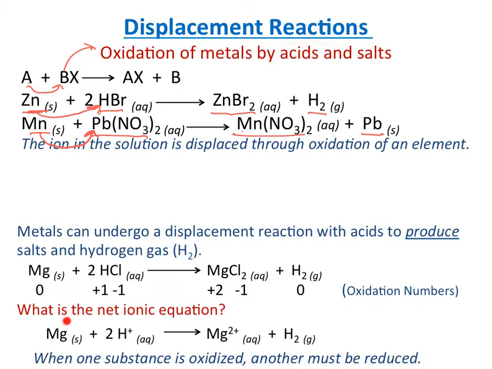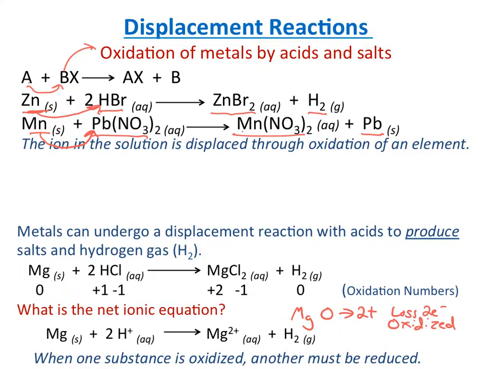Magnesium went from a neutral charge, 0, to a 2+ charge. So magnesium went from 0 to 2+, which means it must have lost 2 electrons. Oxidation is the loss of electrons, and so in this case, magnesium was oxidized.